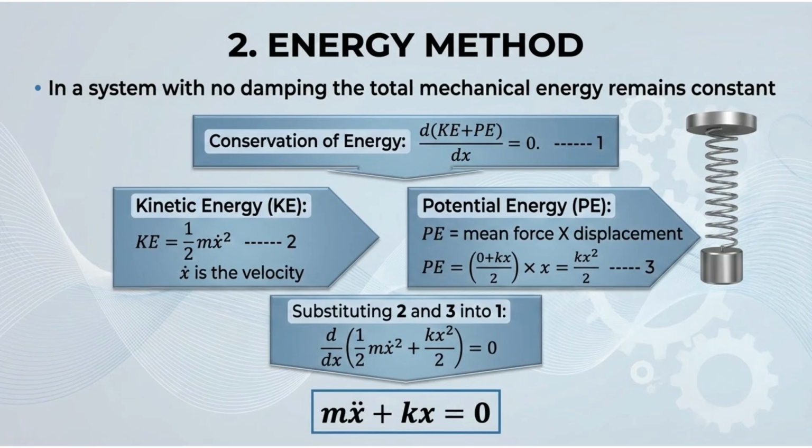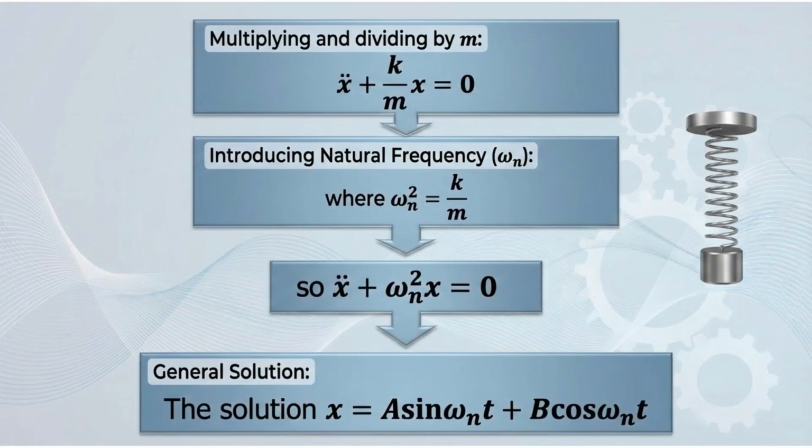The energy method is based on the conservation of energy in an undamped system, where the total mechanical energy, the sum of kinetic and potential energy, remains constant. Differentiating this sum with respect to displacement also yields the equation of motion. Manipulating the equation of motion allows us to introduce the natural frequency, omega n, defined as the square root of k over m. This results in a simpler second-order differential equation, whose general solution is a sinusoidal function of time.